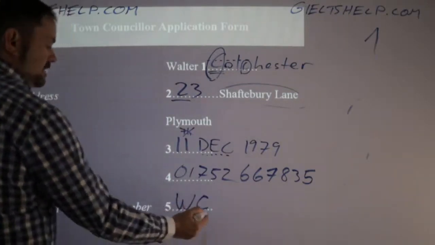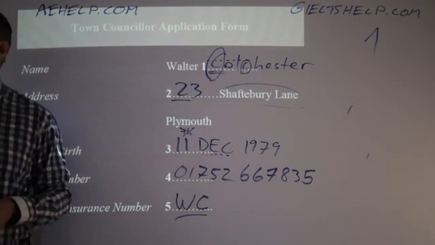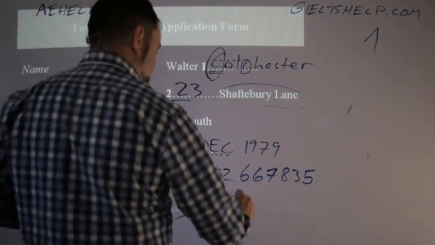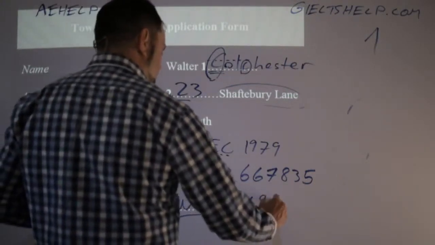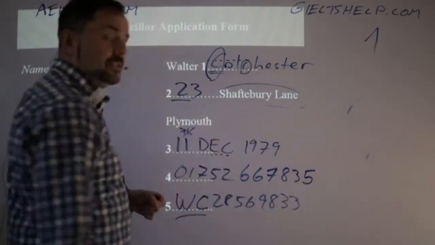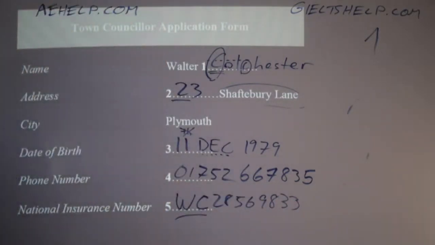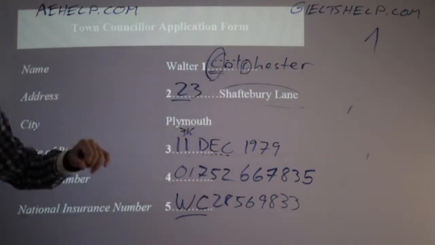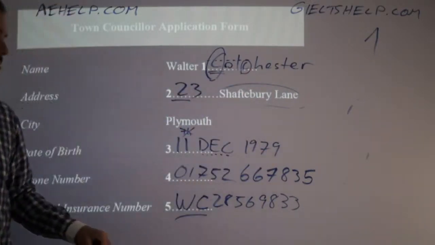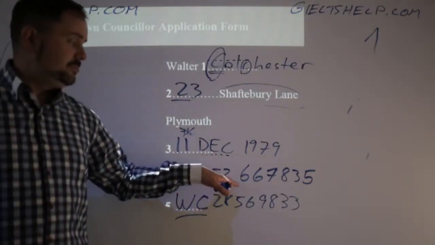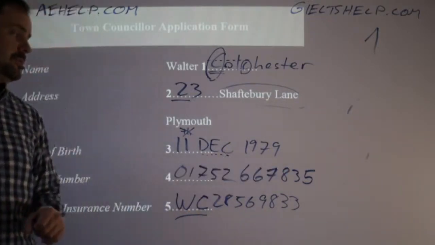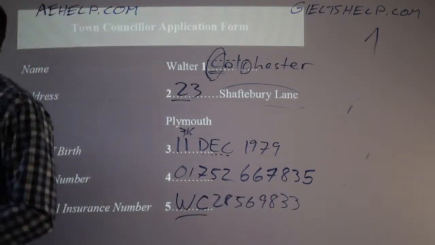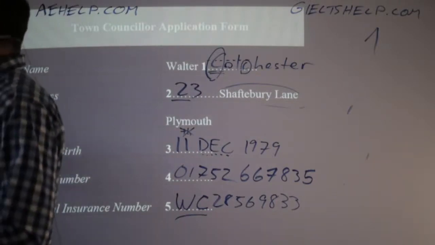For these, I definitely recommend using capital letters. So WC2856-9833, if I'm not mistaken, right? So good. Okay, those were the first five answers. Colchester, 23, 11 December 1979, 01752667835, WC2856-9833. All right, and then we had five more questions.